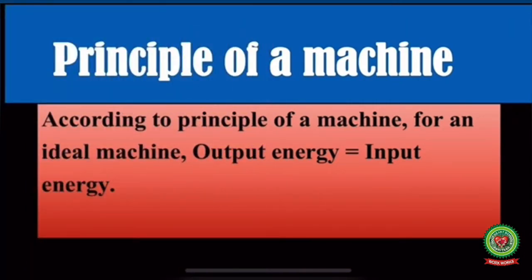Next is the principle of a machine. According to the principle of a machine, for an ideal machine, the output energy is always equal to input energy because there is no loss in case of an ideal machine. In practice, ideal machines do not exist. There is always some loss in machines due to the friction between the moving parts of the machine or due to some other reasons.